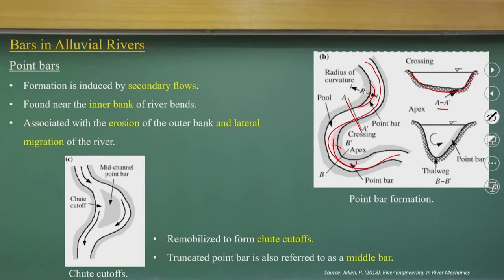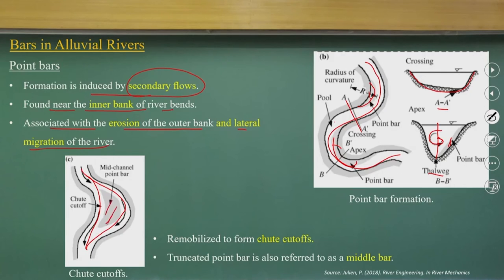But when you are near the thalweg line, near this point bar, you can see the deposition, you can have a secondary current and you can have a defaced channel. Okay. So, as we discussed earlier, you can see that a lot of sedimentary deposition happens. The formation is induced by the secondary current; that is what we try to show many times, how the secondary current formation plays the major role. Inner bank will have this point bar, found on the inner banks, okay, associated with the erosion of the outer bank and lateral migration of the river. So, the river also has lateral migration, and if you look at this part, it can also go for a cutoff, okay. It will have the cutoff.